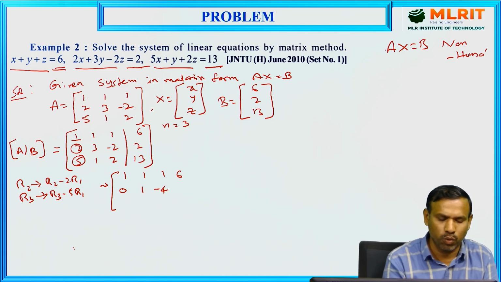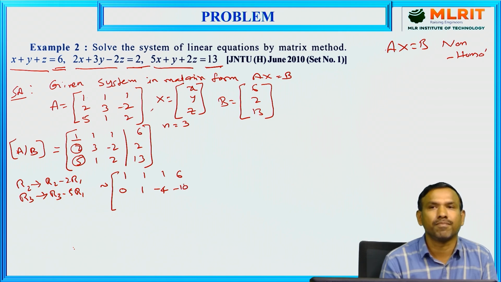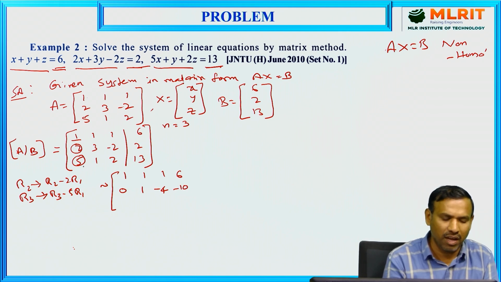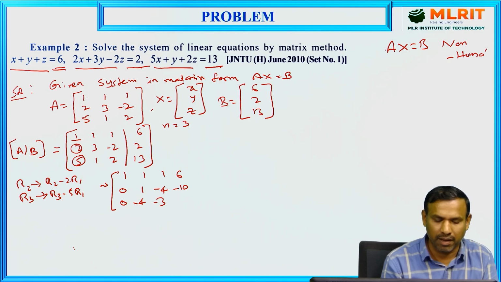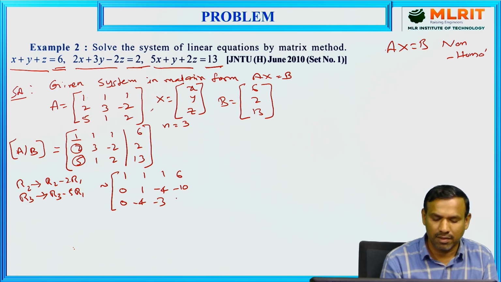R2 minus 2R1, 2 minus 12, minus 10. Right? Next R3 minus 5R1: 5 minus 5 into 1, 5 minus 5, 0. 1 minus 5, minus 4. 2 minus 5, minus 3. Next, 13 minus 30, R3 minus 5R1, 13 minus 30 is minus 17.